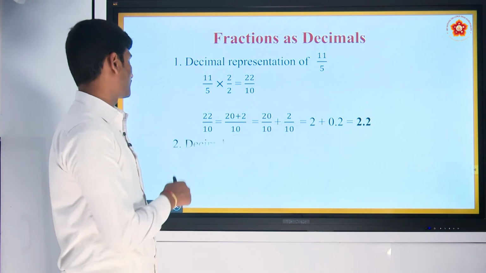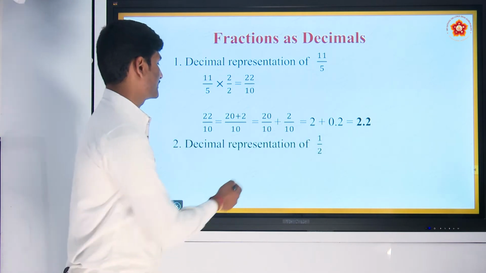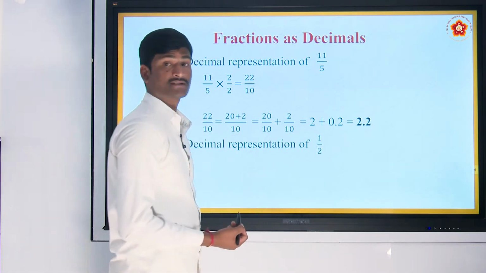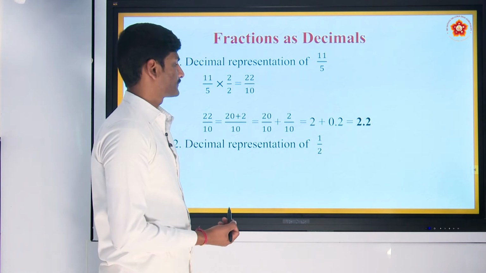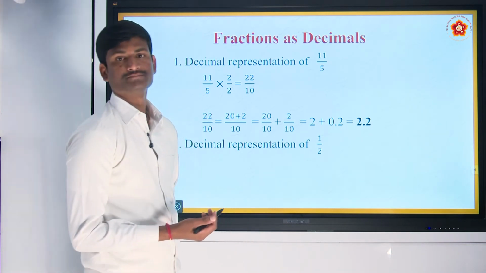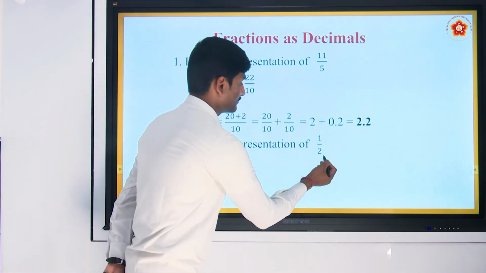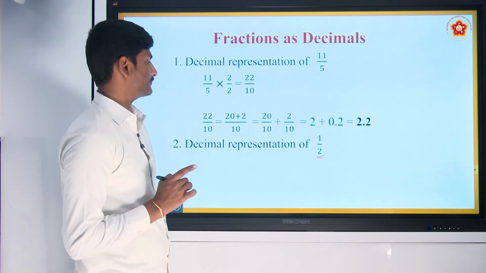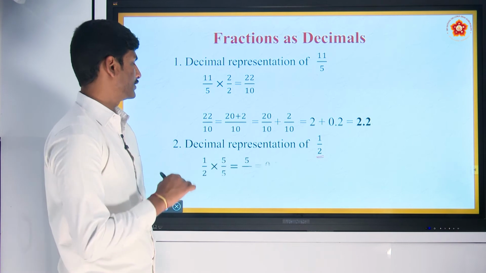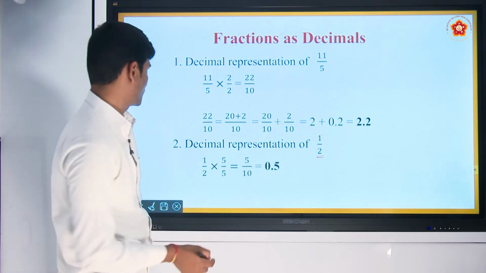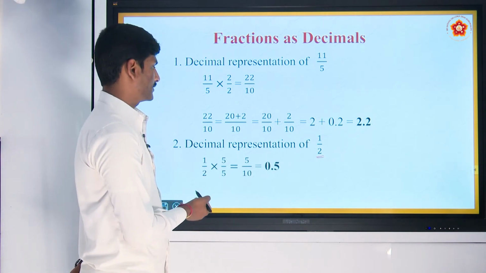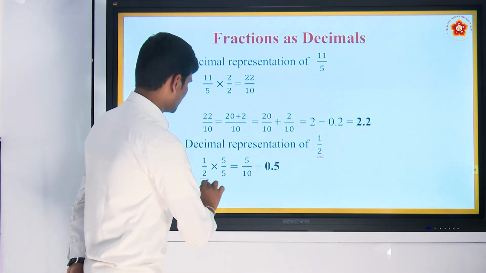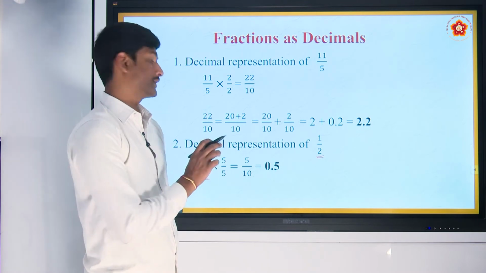Then I take another one. Decimal representation of 1 by 2. Here also 1 by 2 is a fraction. In a decimal notation, the denominator should be 10 or 100. You already know how to make the equivalent fraction of 1 by 2 so that the denominator should be 10.